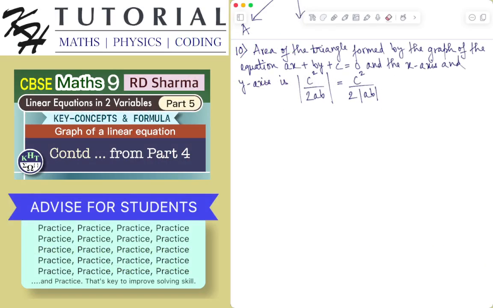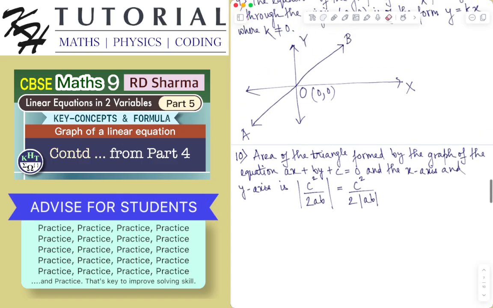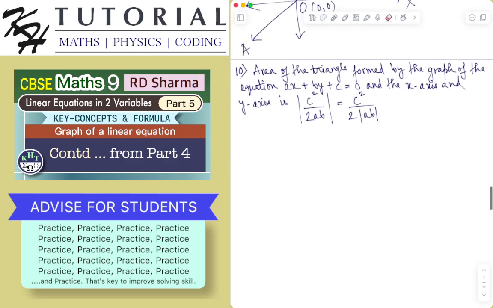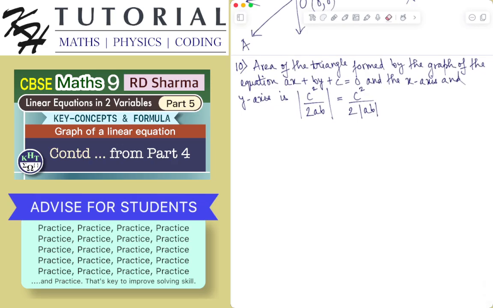Okay, so in the previous video, I discussed up to the first 9 points regarding the graph of a linear equation in two variables. Okay, so point 10 says that if we have the linear equation ax plus by plus c equals 0, then what will be the area of the triangle that is formed by the graph of this equation and the x-axis and the y-axis?